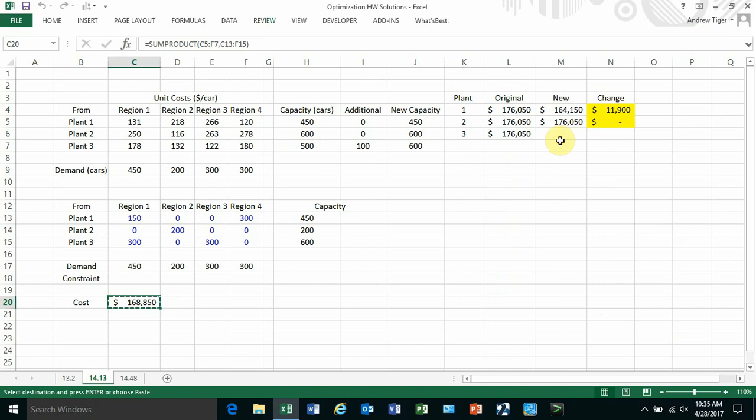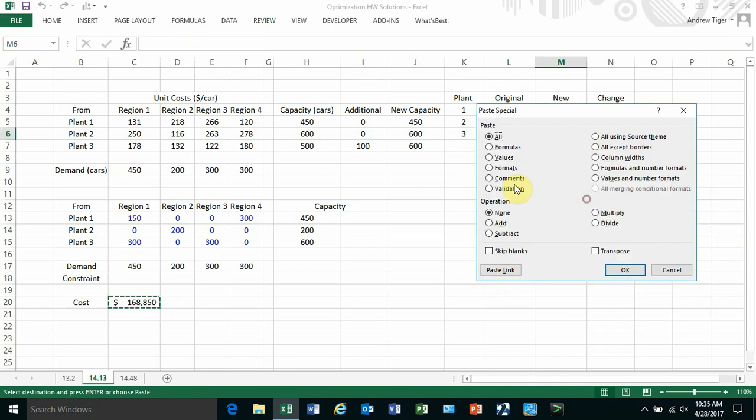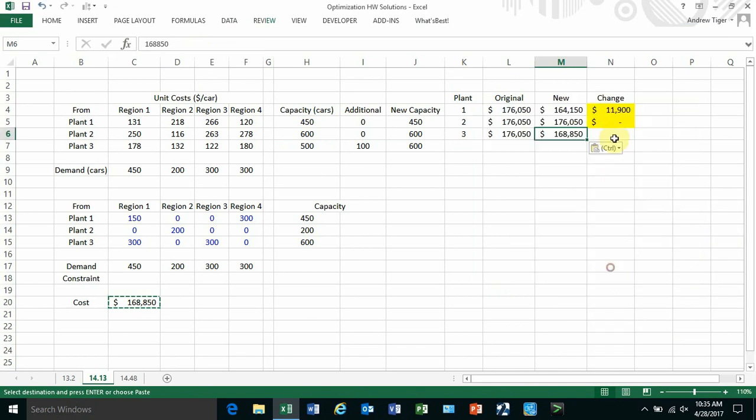We got a new cost that is a little bit less, and it's worth this. So it looks like the best place to invest is in Plant One. It's the biggest reduction, and that's what that additional 100 units are worth in terms of cost reduction in our supply chain.